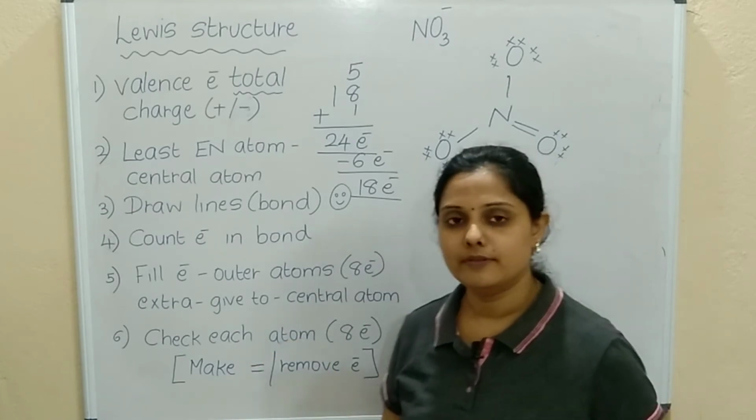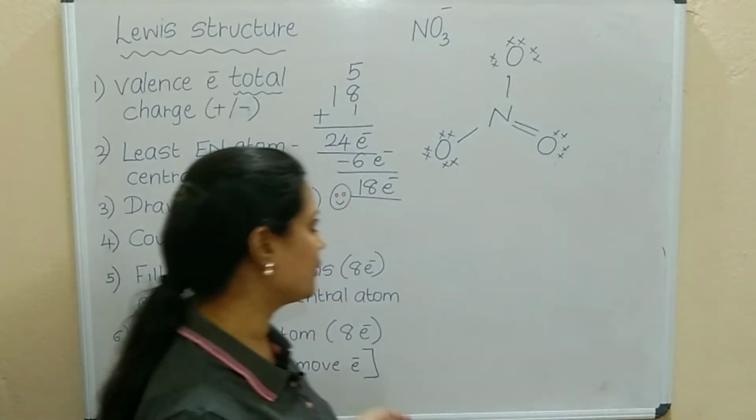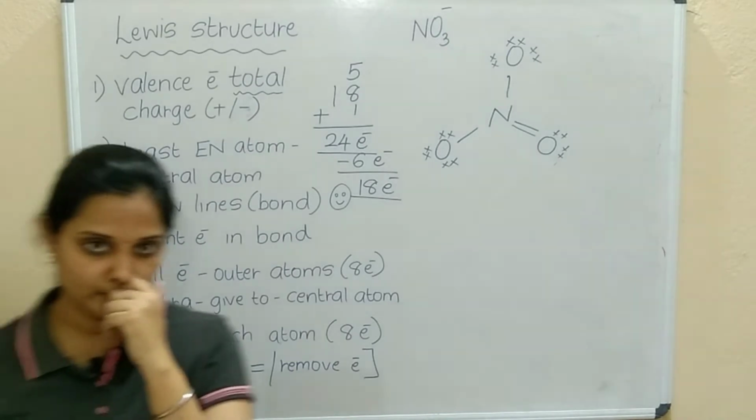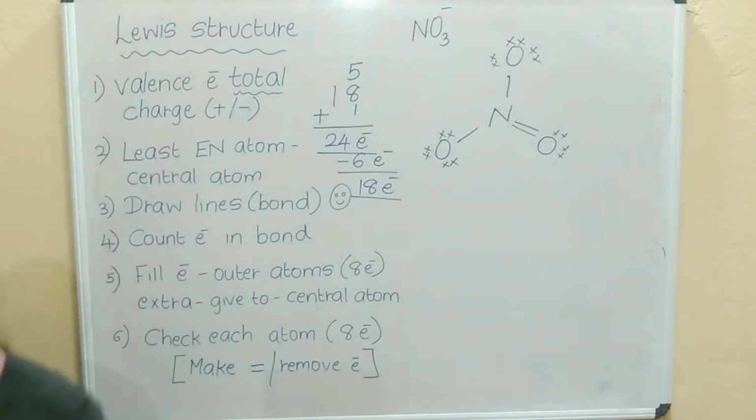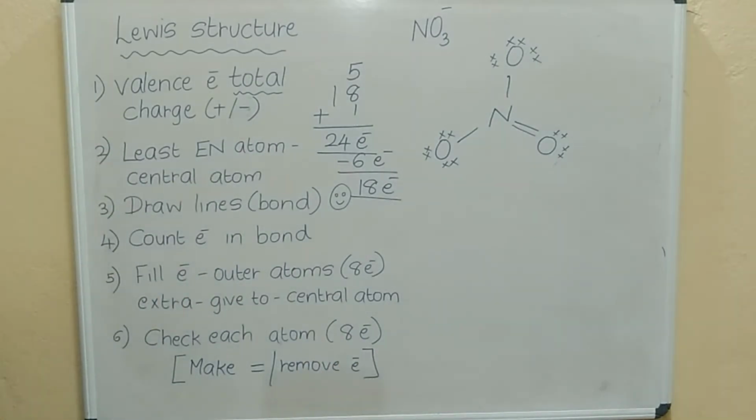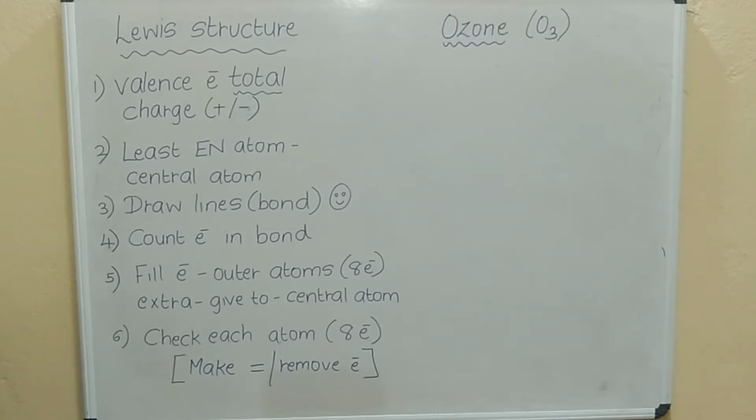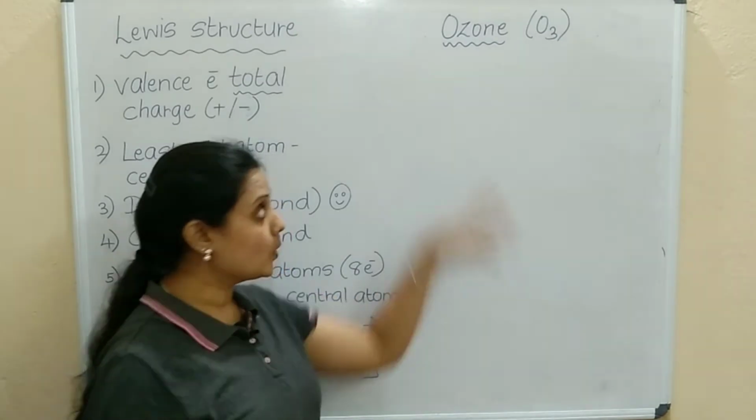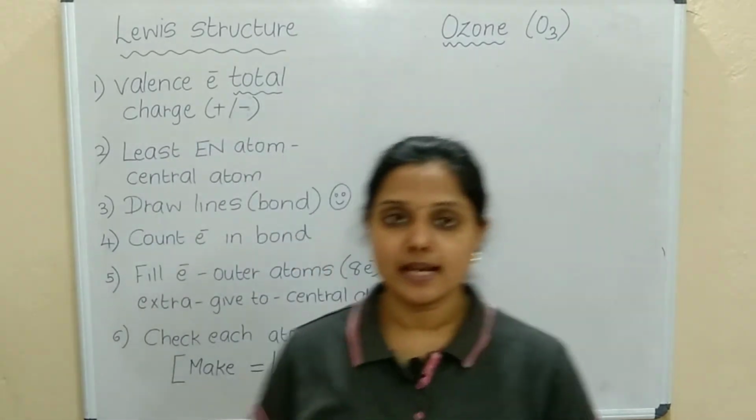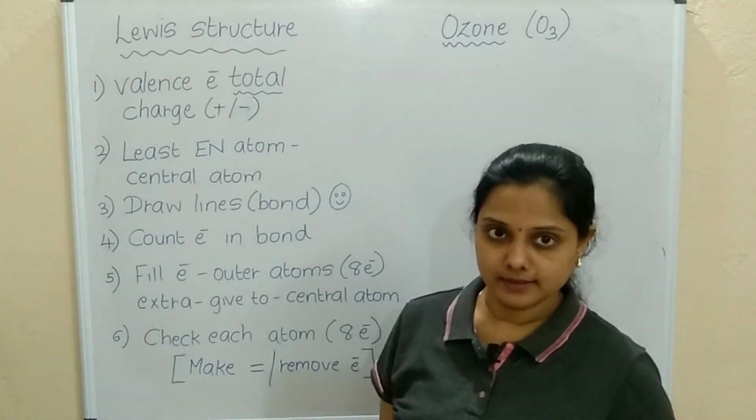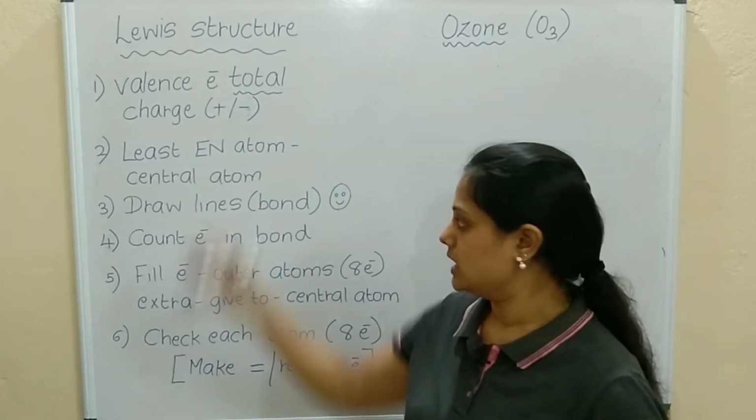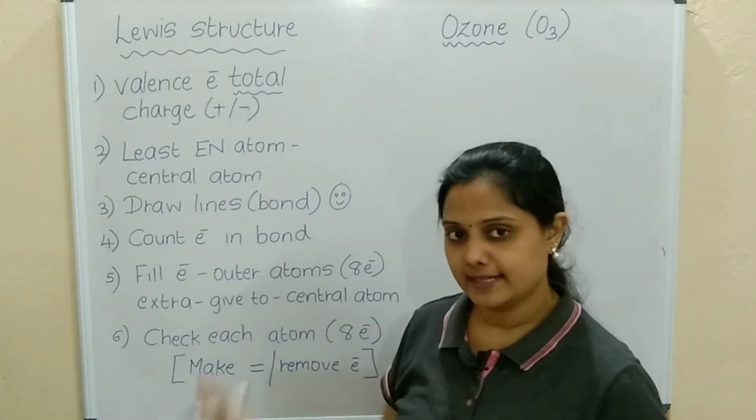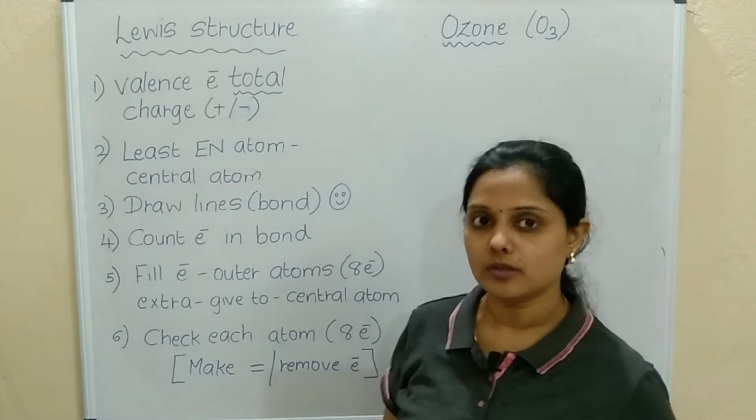One more example we will take. If you want, you can note these points and draw the compound or ion. The next example is ozone. We know it is an allotropic form of oxygen. The formula is O3. Based on these points, let us draw the Lewis structure for ozone.